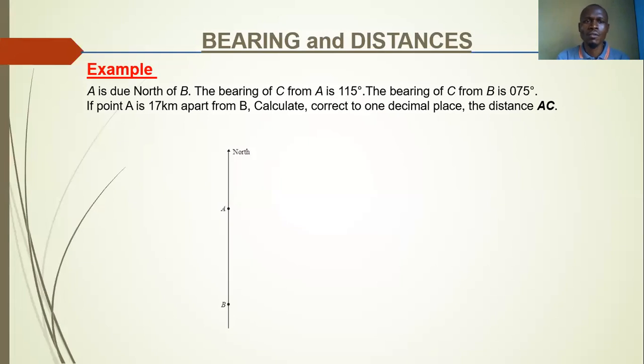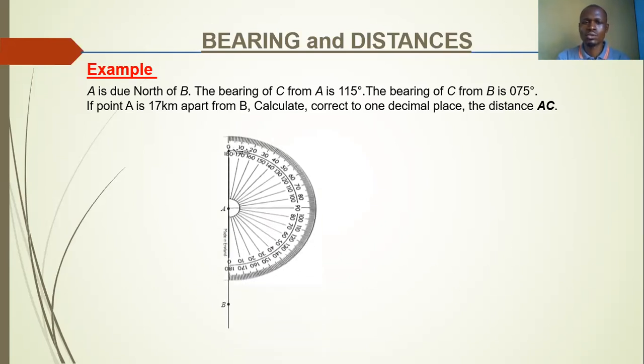A is due north of B. The bearing of C from A is 115 degrees. The bearing of C from B is 75 degrees. If point A is 17 kilometers apart from B, calculate, correct to one decimal place, the distance AC.